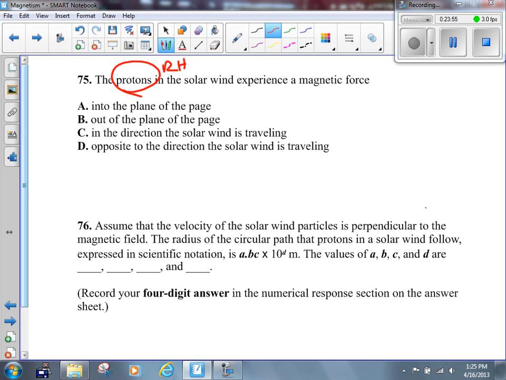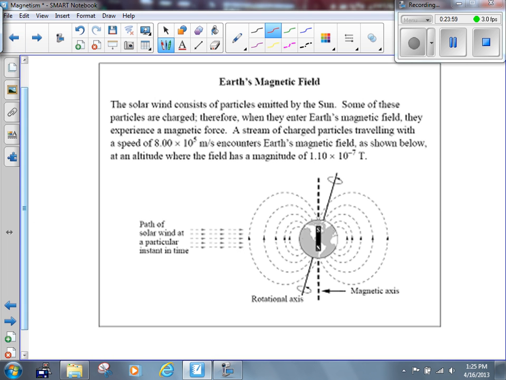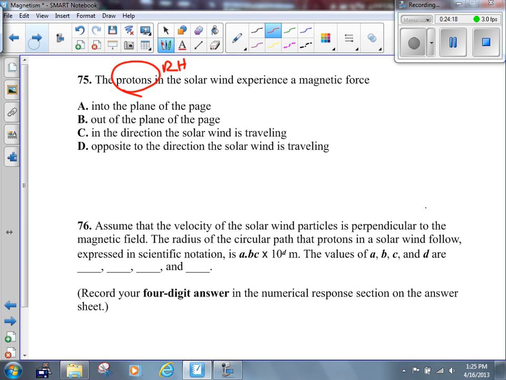Now, we get these protons that are traveling towards the right. We have a magnetic field at that point where they enter the magnetic field that's pointing upwards towards the top of the page. So we're going to stick our thumb towards the right in the direction of the particles. Our fingers are going to go in the direction of the field, and our right-hand palm is going to point out of the page. The answer to question number 75 is out of the plane of the page.